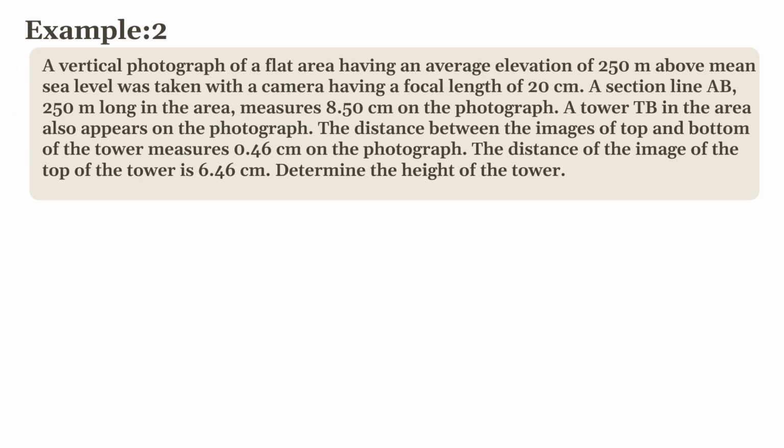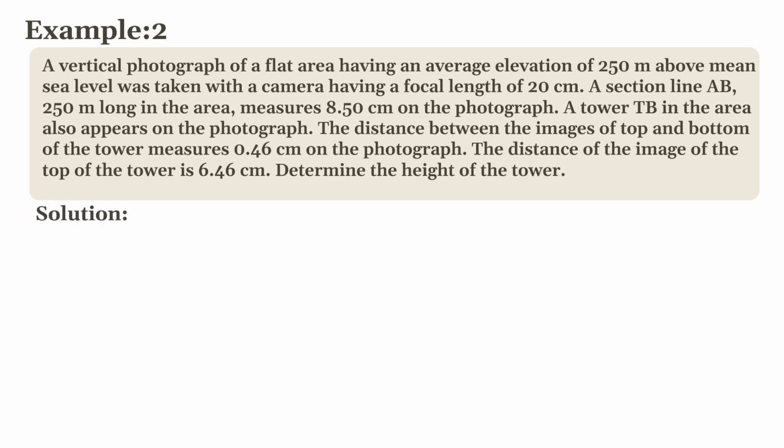Another example for you. A vertical photograph of a flat area having an average elevation of 250 meter above mean sea level was taken with a camera having a focal length of 20 centimeter. A section line capital AB 250 meter long in the area measures 8.50 centimeter on the photograph. A tower TB in the area also appears on the photograph. The distance between the images of top and bottom of the tower measures 0.46 centimeter on the photograph. The distance of the image of the top of the tower is 6.46 centimeter. Determine the height of the tower.